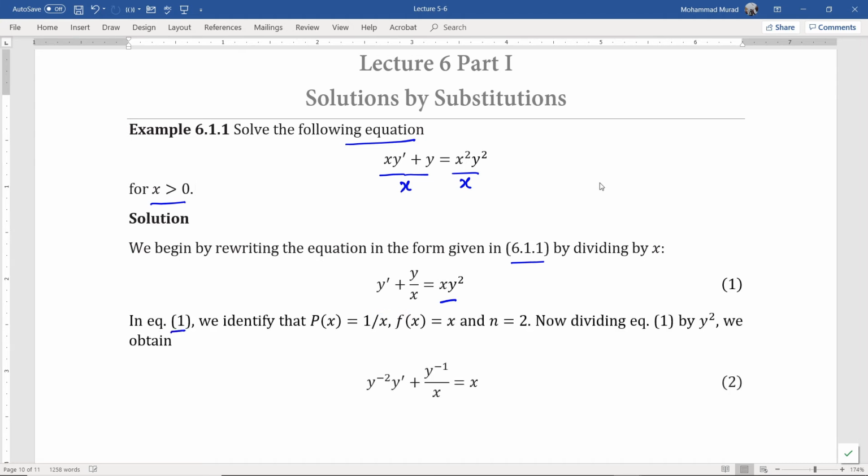In equation 1, we identify that p of x equals 1 over x, f of x equals x, and n equals 2. Now dividing equation 1 by y squared to obtain the non-constant solutions, we obtain equation 2, namely y to the negative 2 times y prime plus y to the negative 1 over x equals x.